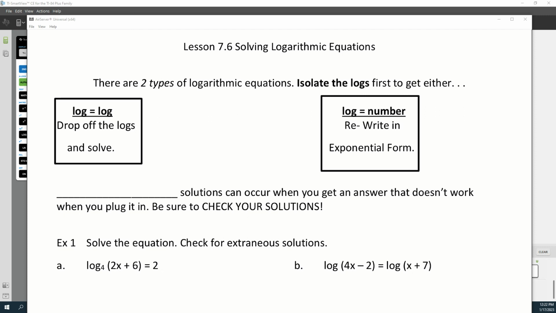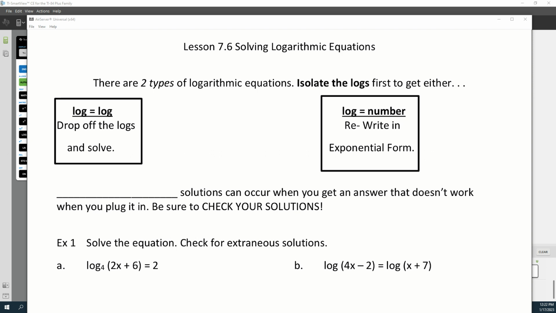Today we're going to solve logarithmic equations. And I would say out of all the things we've done recently, this one is going to be a little more challenging than some of the other equations that we've done. And it's not so much the logarithm part, but it's the solving equations part. You can do it, but it's going to be a little more challenging for you.